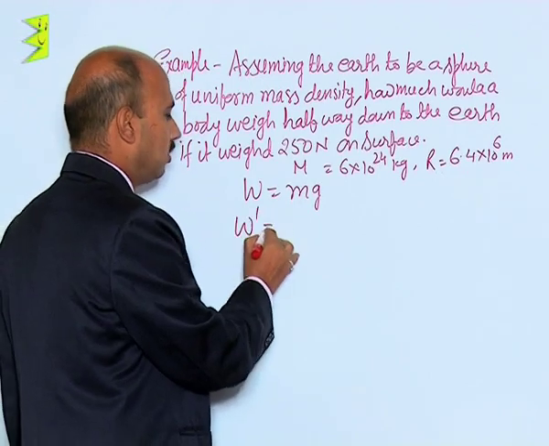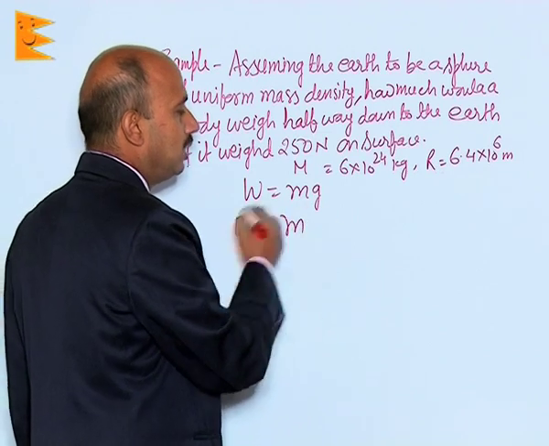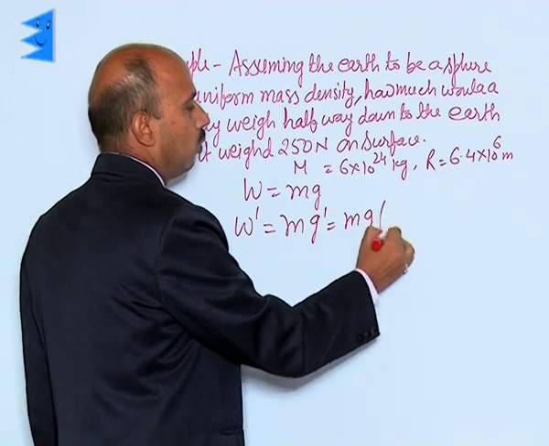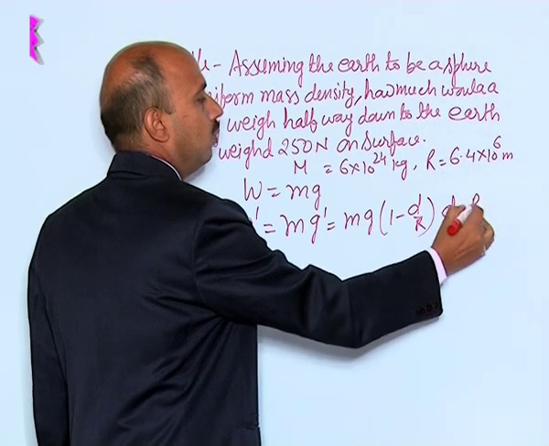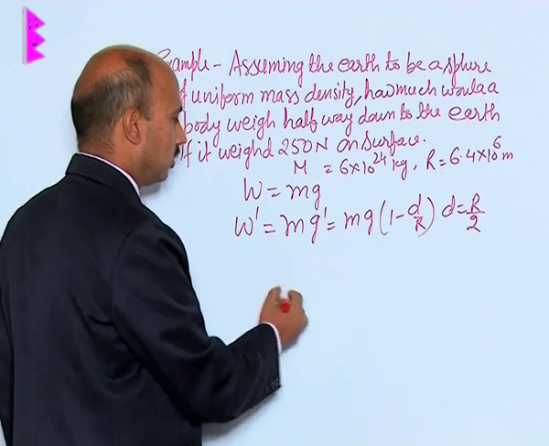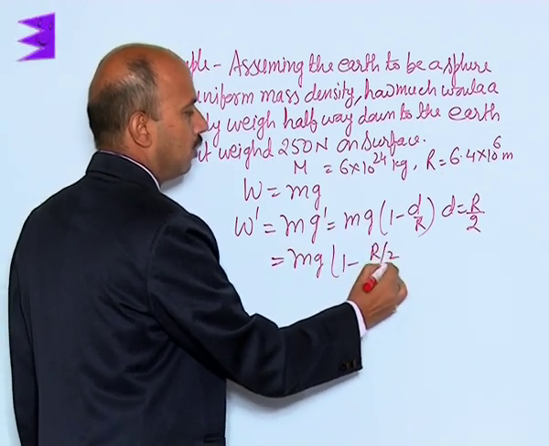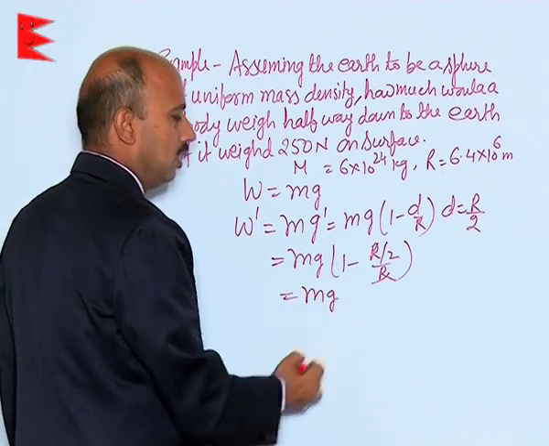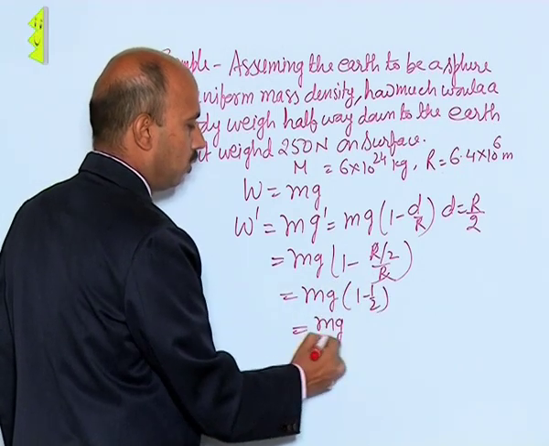Suppose w dash is the weight below the surface. So we can write mg dash, and g dash can be written here as g into 1 minus d upon R. But here d is equal to R by 2, as given in the question. So we can write mg into 1 minus (R by 2) upon R, this cancels. So you will be getting mg into 1 minus 1 by 2, that is mg upon 2.